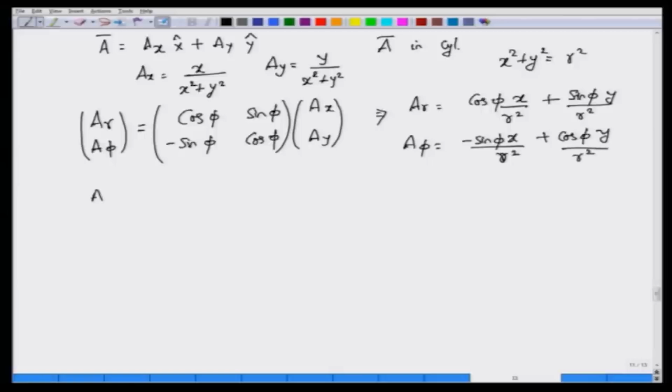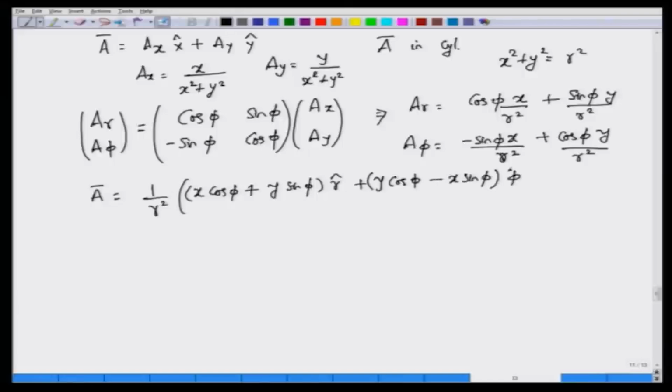Now, let us write down the vector in the cylindrical coordinate system. This vector will be equal to 1 by r square, which is a common factor coming out everywhere, so I can take that common factor out. So, I have x cos phi plus y sin phi along the radial direction, plus y cos phi minus x sin phi along the phi direction. But I also know that x is equal to r cos phi, y is equal to r sin phi. So, I can substitute for x and y in this expression.